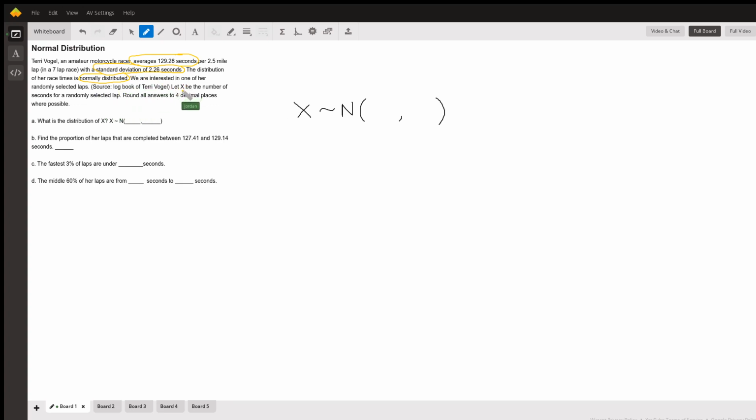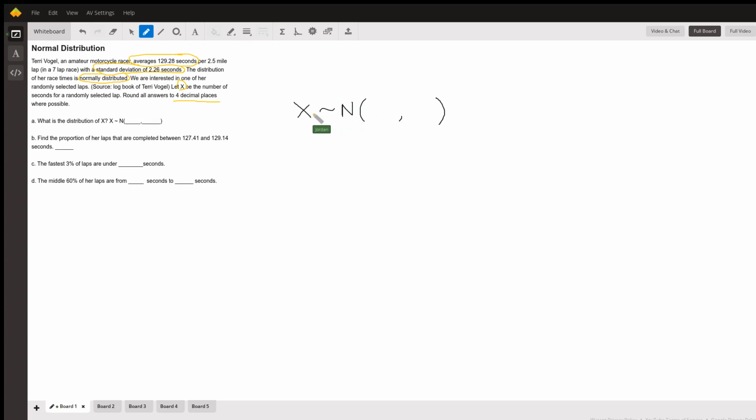And X is going to be the number of seconds for a randomly selected lap. And we want to give as many answers as we can with four decimal places. So let's get started. First question is this is just asking you for the specific notation of writing this kind of thing.